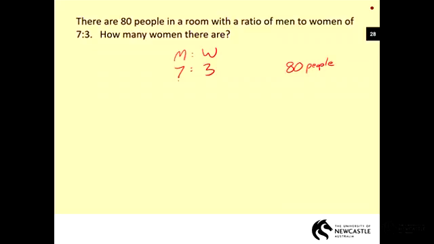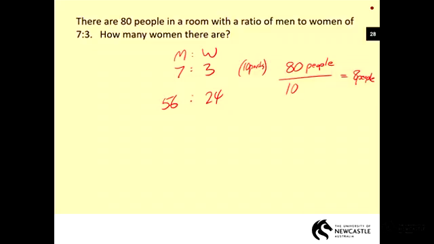Okay, so there's 7 lots of men, 3 lots of women. What size is a lot, a part? It's the same thing. Overall, I've got 10 parts. So 7 plus 3 is 10, so it's 80 people split into 10 parts, which is 8 people per part. Okay, so there's 7 lots of 8 people make 56, 3 lots of 8 people make 24, and do they add up to 80? You bet they do.